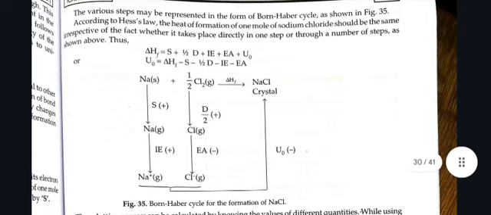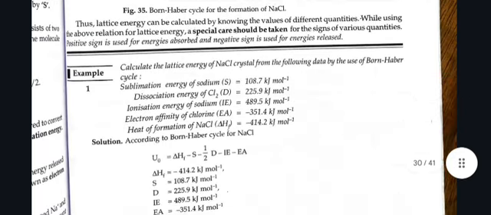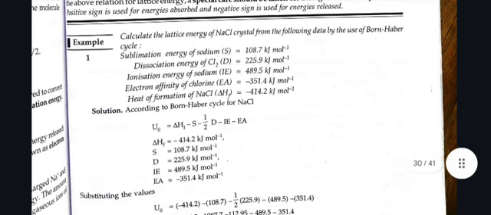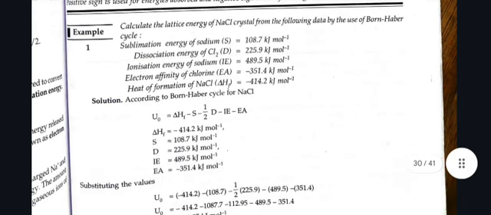Calculate the lattice energy of NaCl crystal from the following data by the use of Born-Haber cycle. Sublimation energy of sodium, S, 108.7 kJ per mole. Dissociation energy of Cl2, D, 225.9 kJ per mole. Ionization energy of sodium, IE, 489.5 kJ per mole. Electron affinity of chlorine, EA, minus 351.4 kJ per mole. Heat of formation of NaCl, delta H, minus 414.2 kJ per mole.